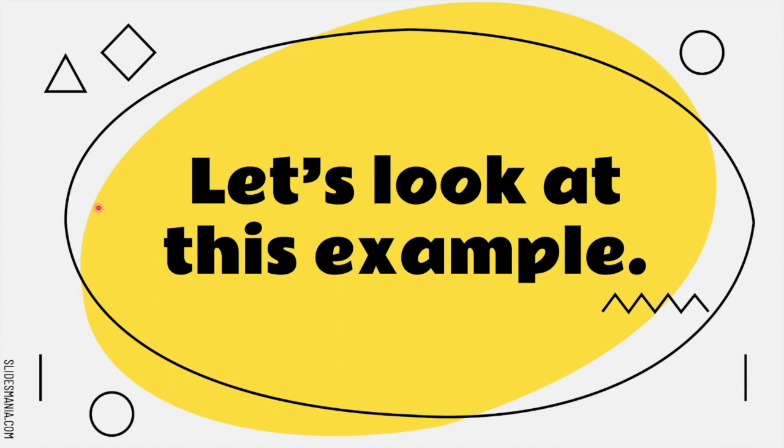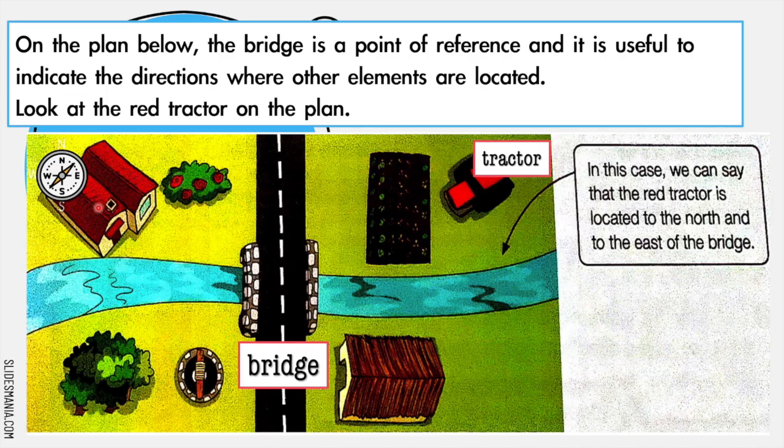So let's look at this example. This will help you to understand better. Here we have a plan. It looks like a farm. We have a tractor, a bridge, a well, trees, bushes, roses, houses. Here we have the compass rose, very important when you use grids. You have north, south, west, and east.